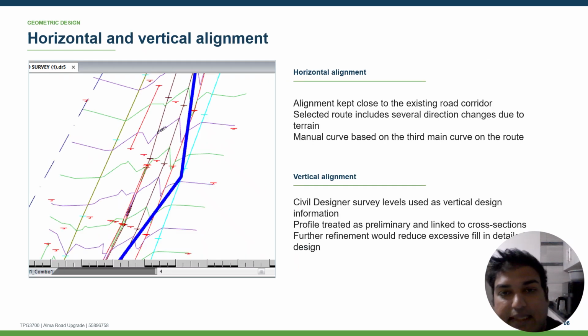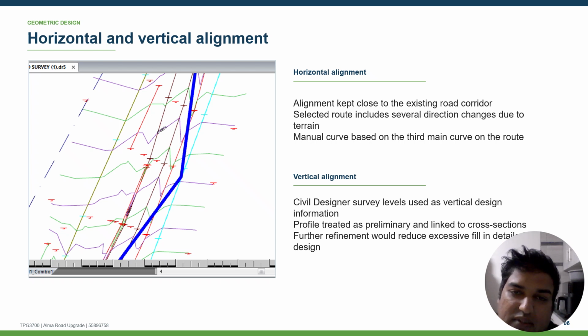For the geometric design, the horizontal alignment was kept as close as practical to the existing road corridor. This helps to limit unnecessary deviation from the current route while still allowing the road to be upgraded to a 4-lane divided standard. The alignment includes several changes in direction, which is expected because the route passes through rural and hilly terrain. One of these curves was selected for the manual horizontal curve calculation.